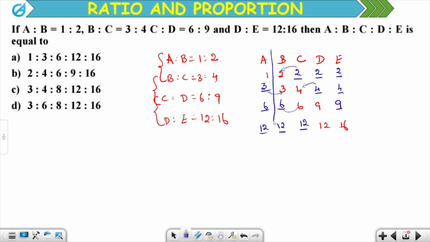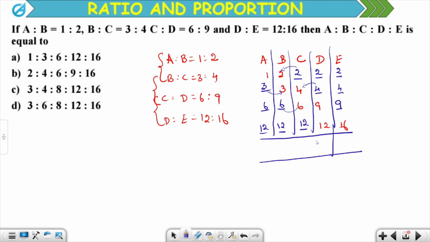Okay. Now they are asking you to find the ratio of A is to B is to C is to D is to E. Now what do you have to do? How to find it? You have to multiply all these numbers. So 12 into 6, 72. So 72 into 3 is nothing but 216.